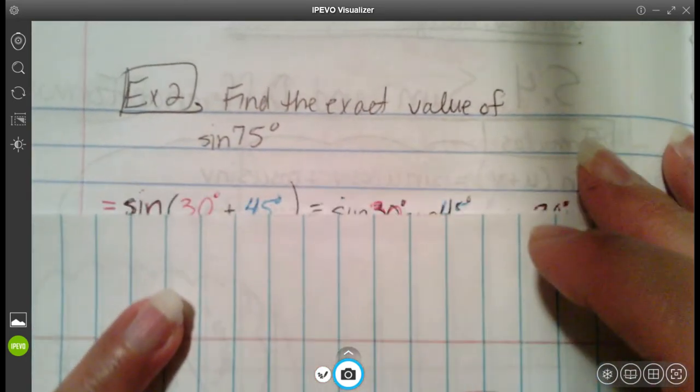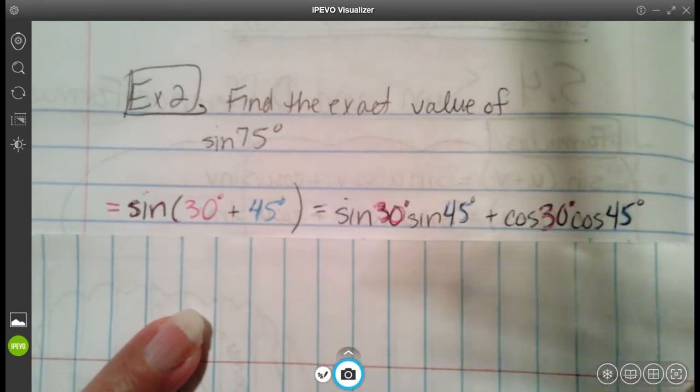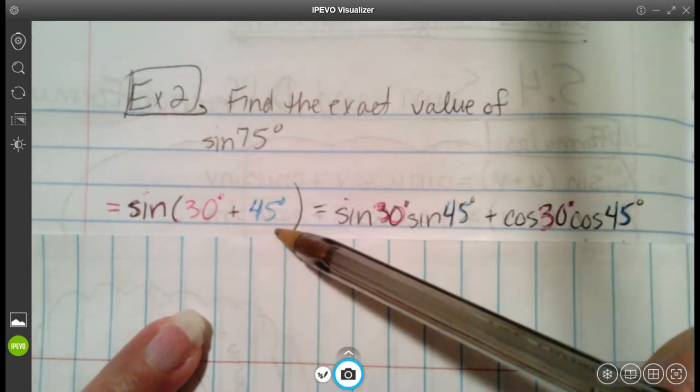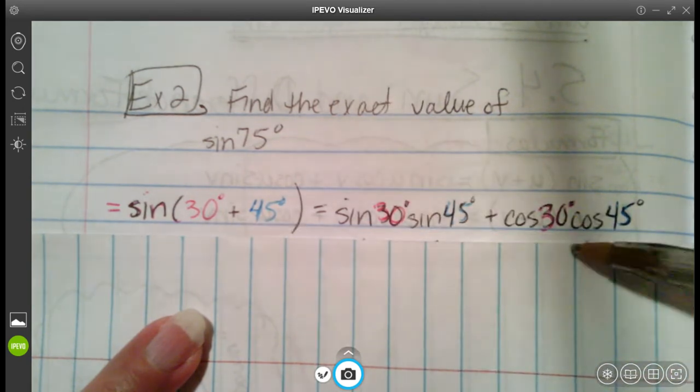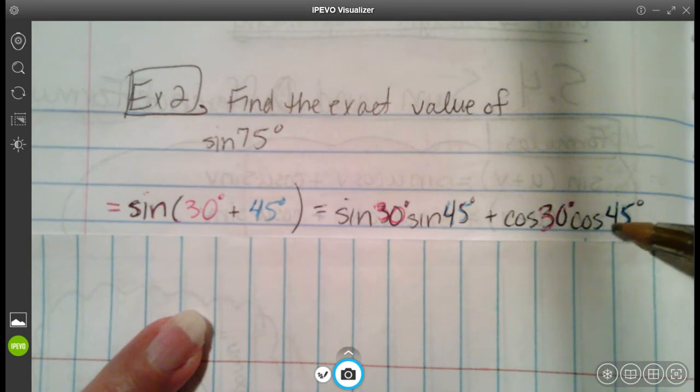Okay, so I broke it down to 30 and 45, and you can see that this one is actually color coded. Sine of u plus v is going to be the following formula: sine of u, sine of v, plus cosine of u, cosine of v.